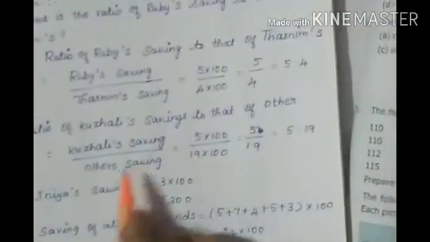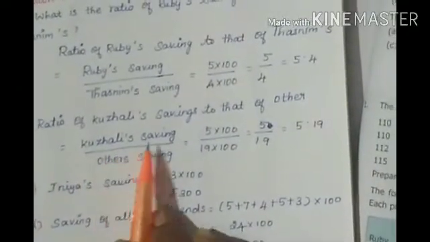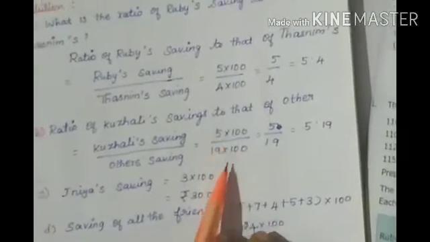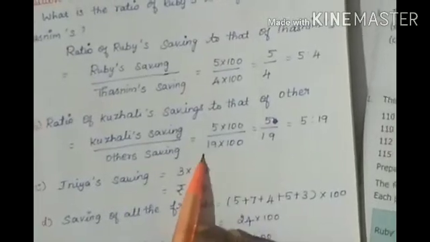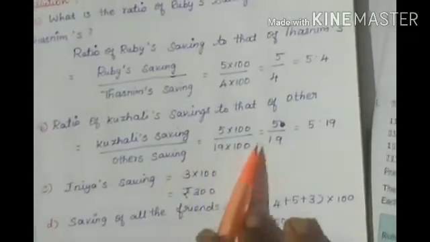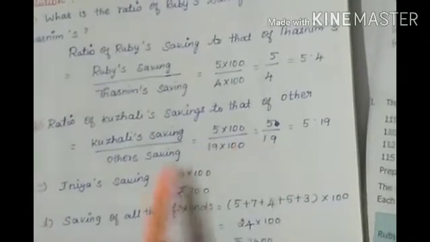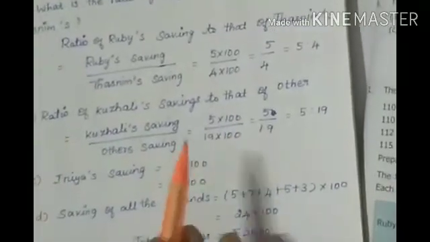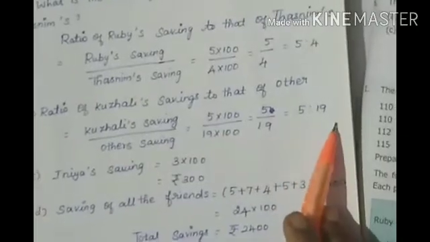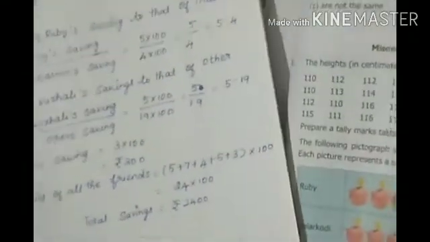So first one is Kurali's saving divided by others' saving. What is Kurali's saving? 500. 500 divided by others, which is 1900. The 100 and 100 will get cancelled. 5 by 19 is the answer. But here they have given the ratio, so you have to represent it in the form of 5:19. Is it clear? Now we will go for the third question.